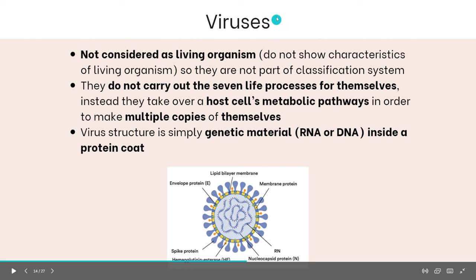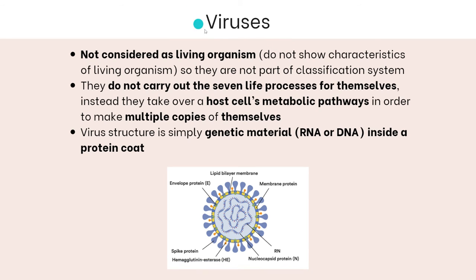Okay, now let us look at a thing called a virus. I will not call it a living organism. This is because they do not show the seven characteristics, the general characteristics of a living organism, like we learned about at first with Mrs Gren. So viruses never show the seven characteristics.